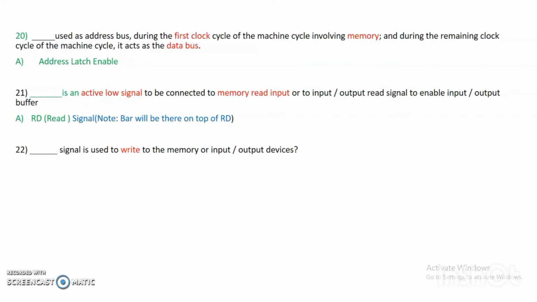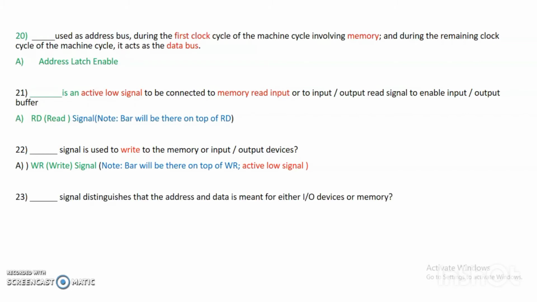Bit number 22. Dash signal is used to write to the memory or input output device. So the answer will be write signal. So write signal is also an active low signal, which will be having a bar on top of the signal. So if you want to write the data onto the memory, or if you want to write the data onto the input device, or you want to write the data onto the output device, you will be using this write signal, which is active low signal.